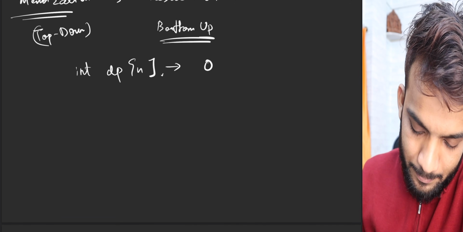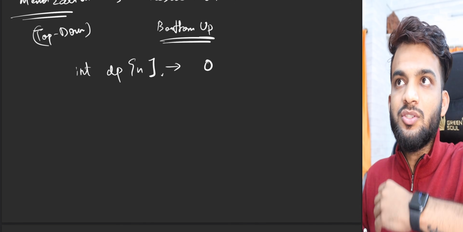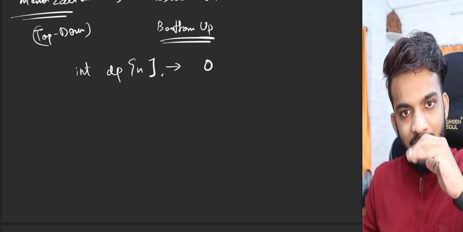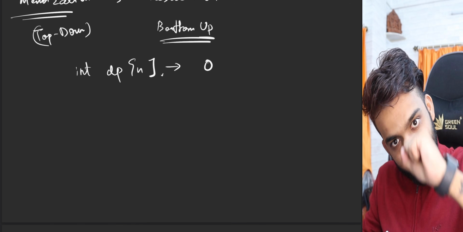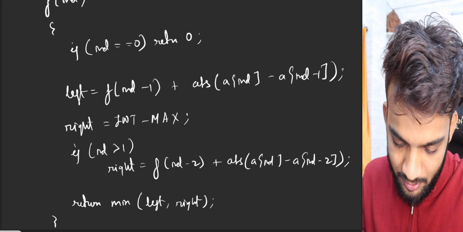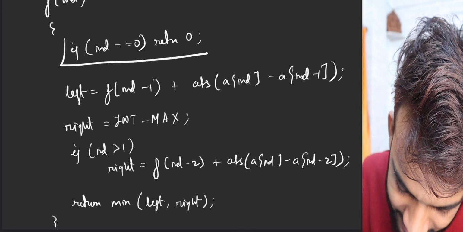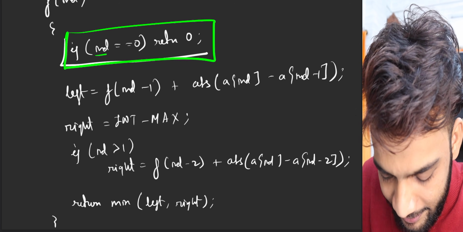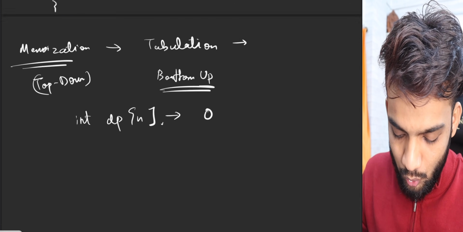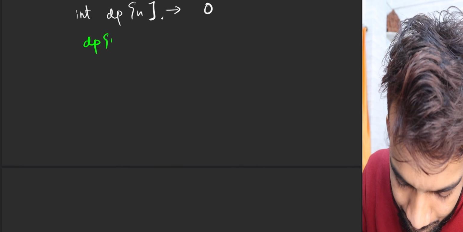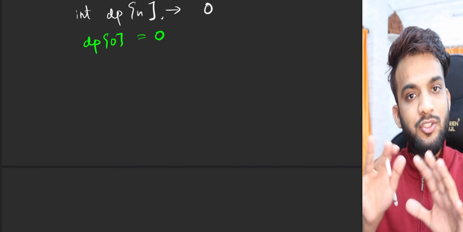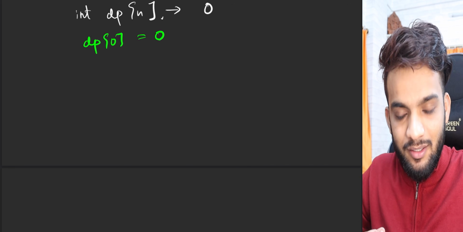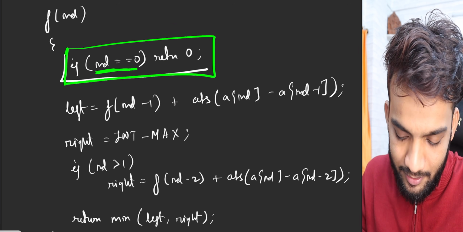What's the next step? Look for the base case, because in recursion it is top down. Over here it's down top, like bottom up. So what's the base case? Let's look at it. The base case states index equal to 0, return 0. So whatever that is, you'll write that: dp of 0 is equal to 0. Just write it. After that, just look at the recursion state.